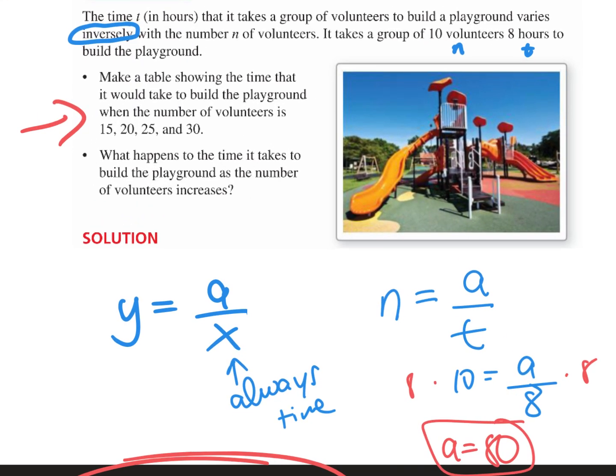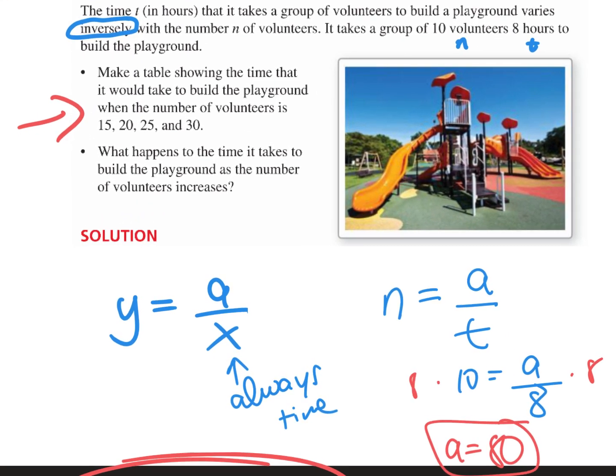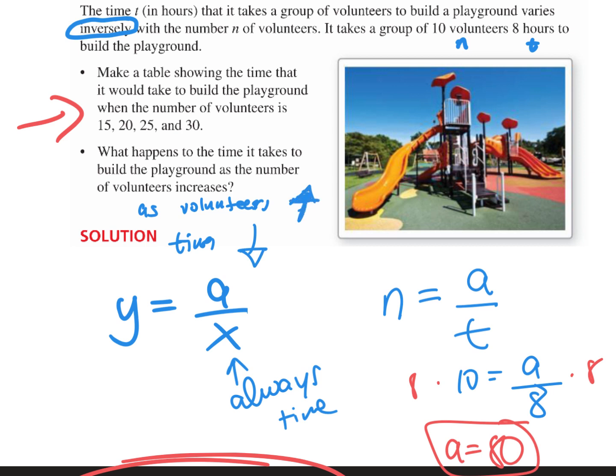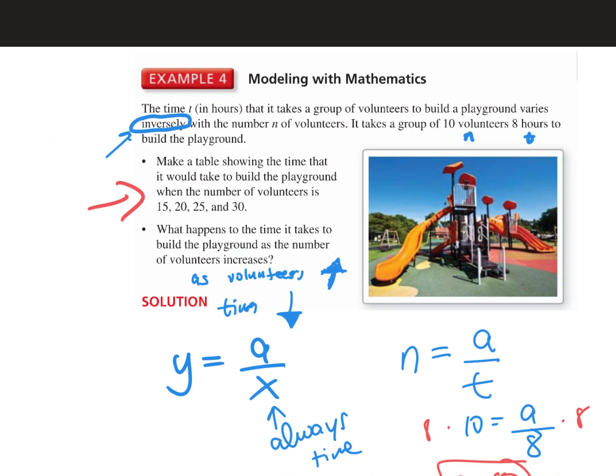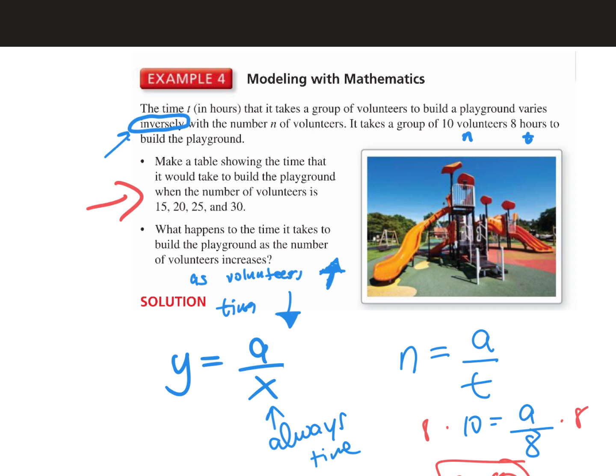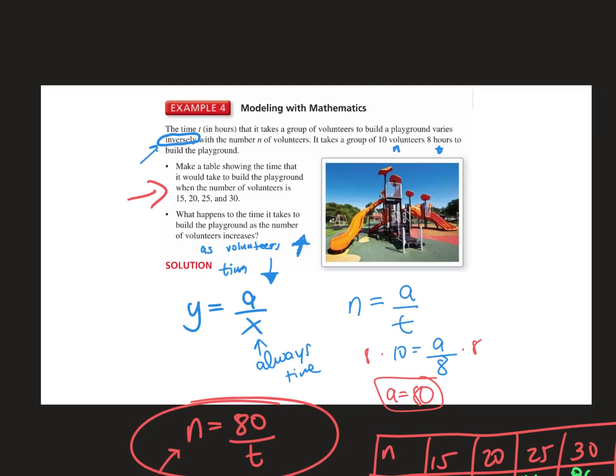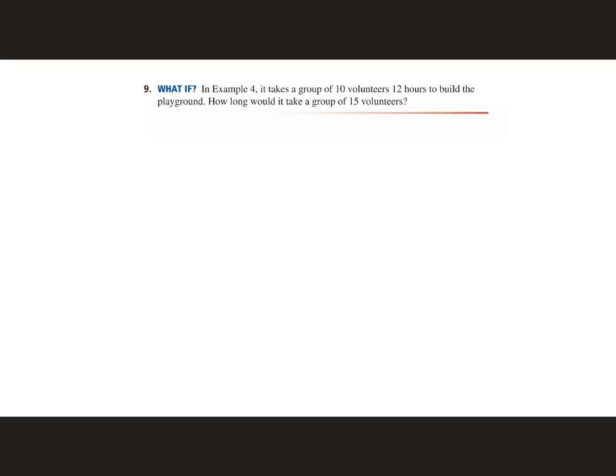So the question here says, what happens to the time it takes to build a playground as the number of volunteers increases? Well, you can say as volunteers increase, the time decreases. And why is that? Because they're varying how? Directly or inversely? It says it right there, inversely. Inversely means opposite. As the volunteer number goes up, the time is lower. You guys see that correlation? Some of you are still at Mass.